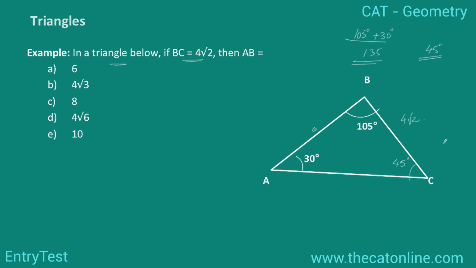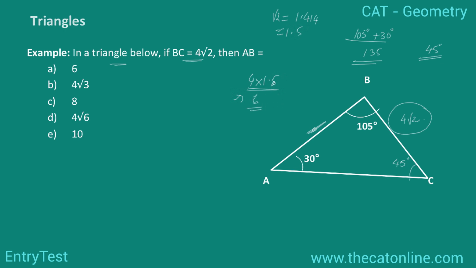So this angle is 45 degrees. Now I have to find the length of AB here. I know that the length of AB would be greater than 4 root 2. So 4 into root 2, where root 2 is approximately 1.414, I can approximate as 1.5. So 4 into 1.5 would be equal to 6.